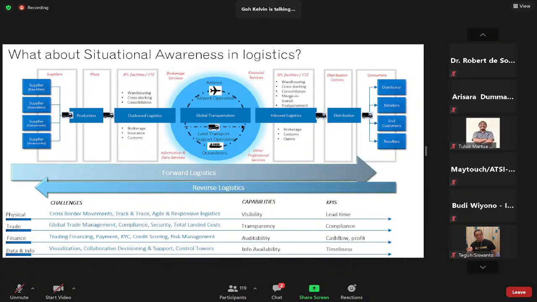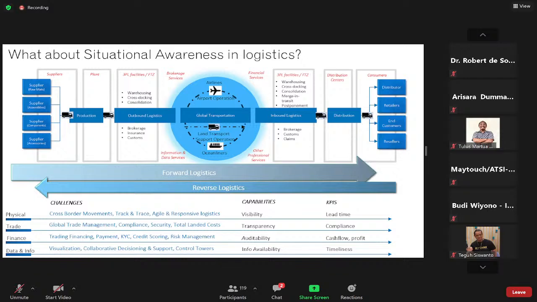Now, then we look into the different stakeholders itself. The physical flow, the trade flow, the finance flow, and the data information flow. Each of them has got its own imperatives, and each of them has got its own challenges. So if I might summarize, in terms of the key capabilities that are being looked into, and also the KPIs that people desire, then you can see it actually mapped that.